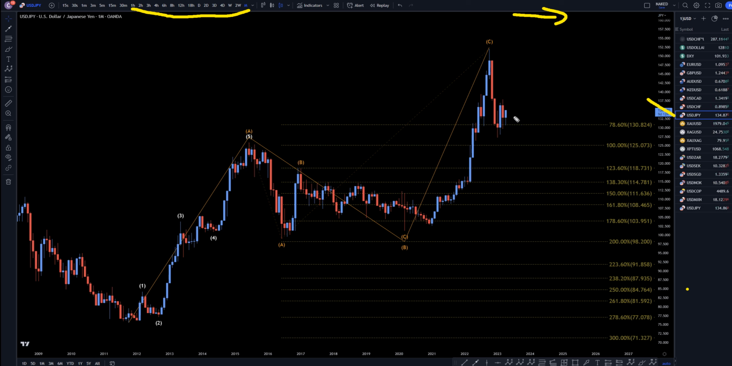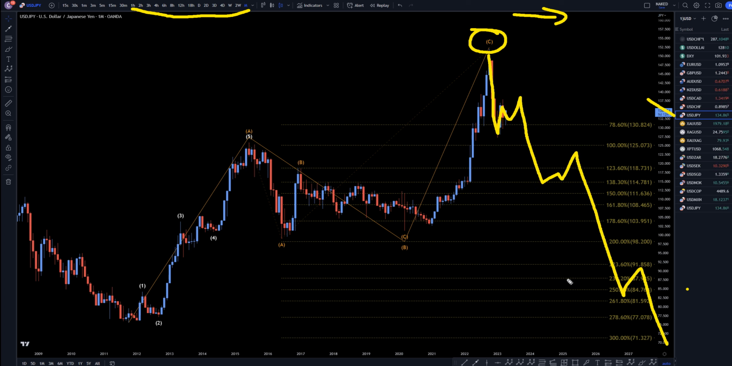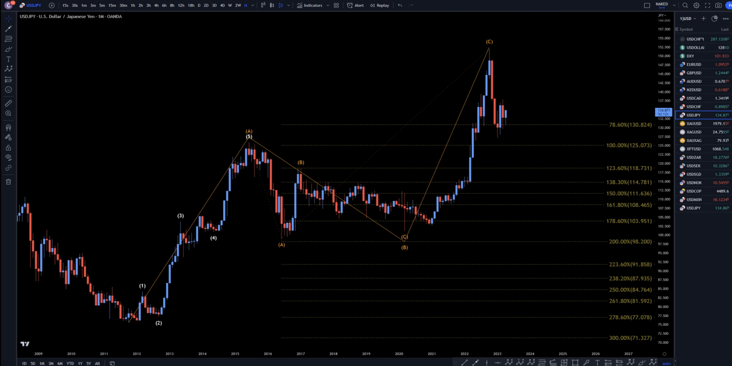So, on the US dollar yen monthly, I still see the possibility that this could be the end of a wave C right here. If that is the end of a wave C, then this is going to end up continuing the downtrend, probably eventually looking something like that. So, let's take a closer look at that on the weekly time frame.